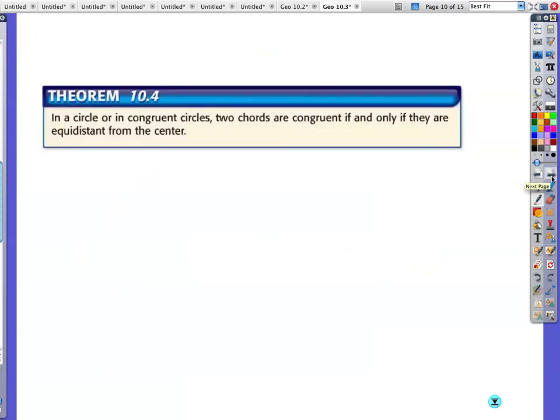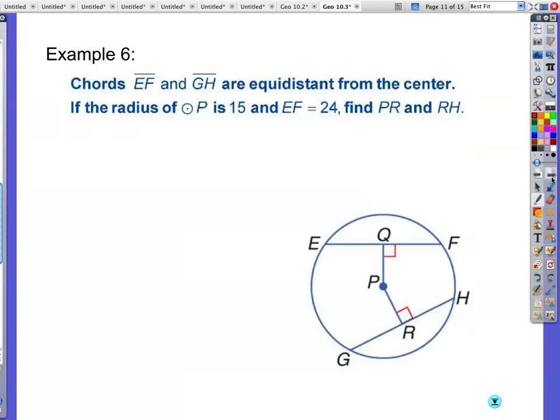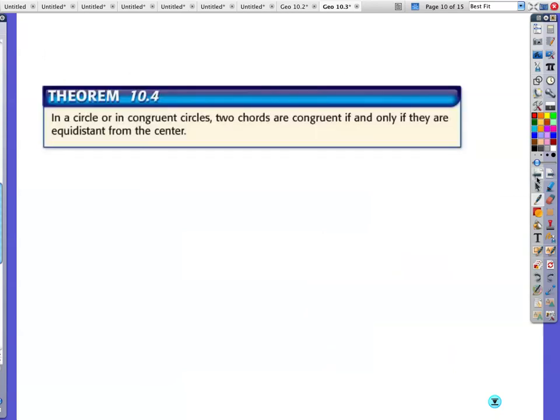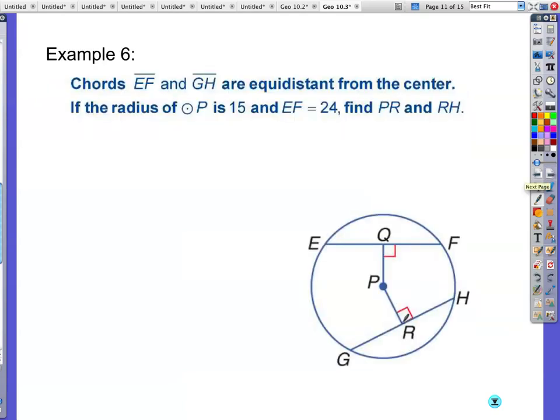All right, in a circle or congruent circles, two chords are congruent if and only if they're equal distance from the center. Here's a chord, and here's my other chord, and we have this little marking here. Chords EF and GH are equal distance from the center. And what did they tell us? If the chords are congruent if and only if they're equal distance from the center. So automatically, if they tell me they're equal distance from the center, then this chord EF is congruent to GH. It's hard to write that actually onto the picture.